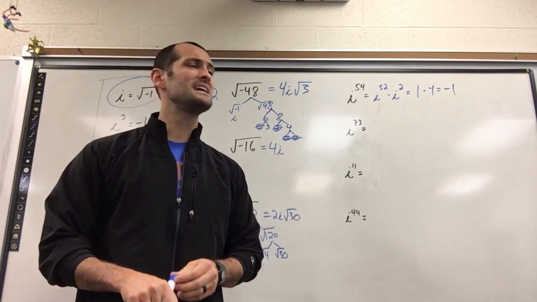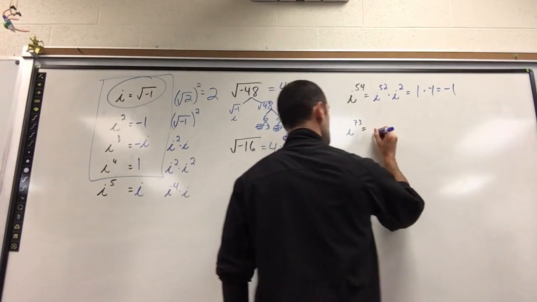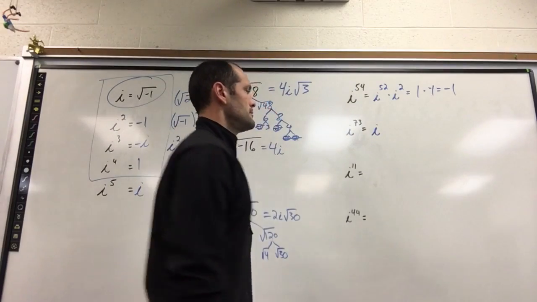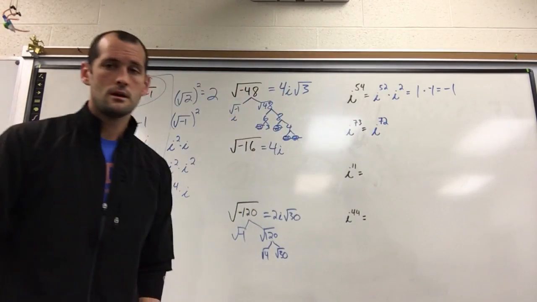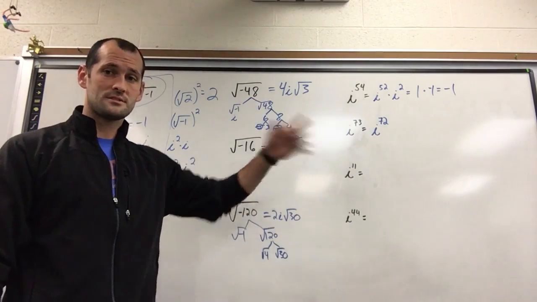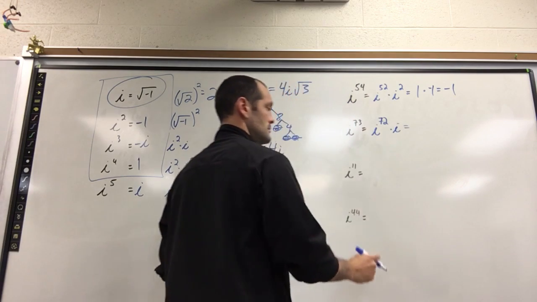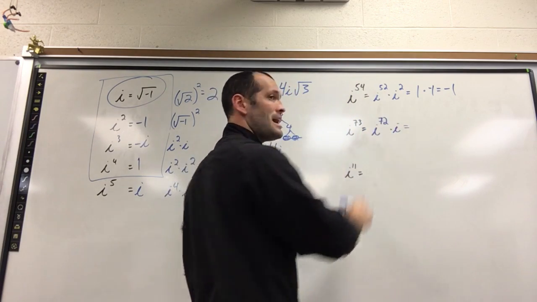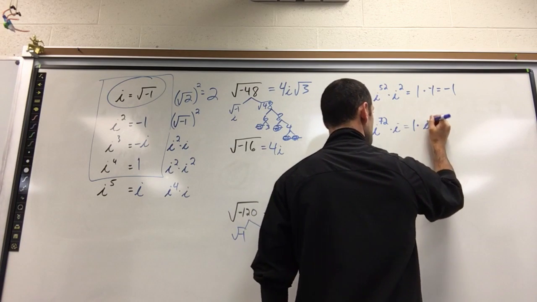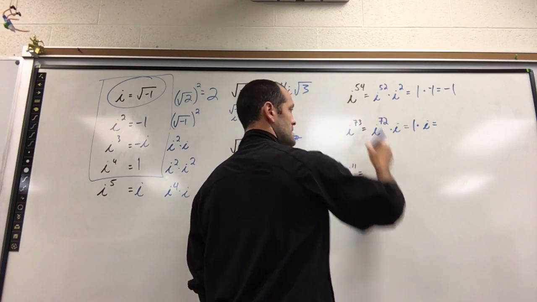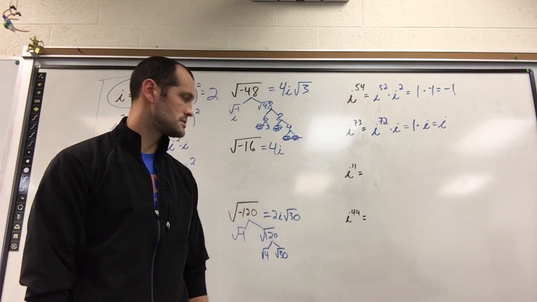Let's try another one. 73. Again, a big, nasty one. Divide by 4. Okay? The nearest multiple of 4 is 72. So, how much is left? Only one I. Well, I know I to any power that is divisible by 4 is just 1. And I is just I. So I to the 73rd is just I. Works over and over again.